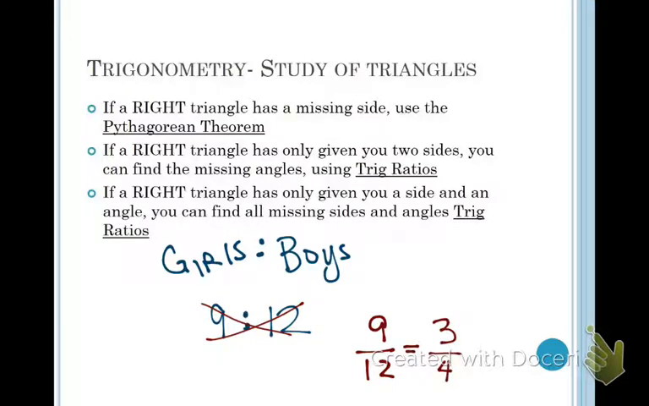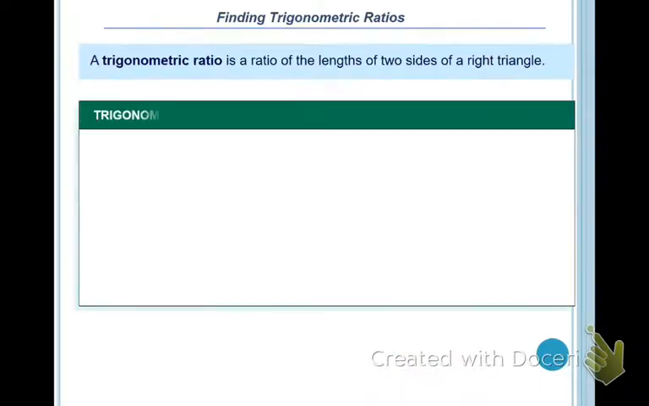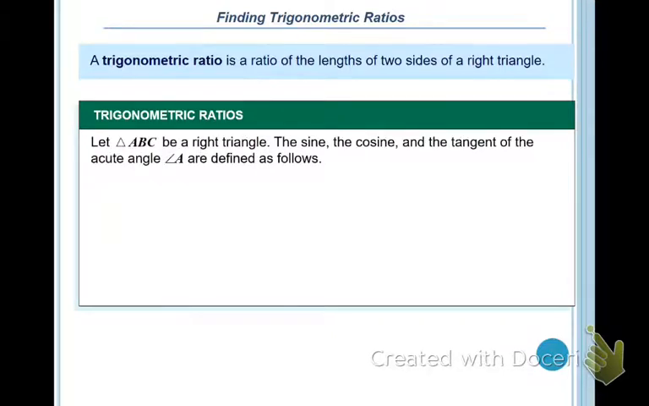You're going to be finding the ratio of the sides of a triangle. Okay? So as long as you learn which one goes where, you'll be A-okay. All right? Sweet. So a trigonometric ratio is the ratio of the lengths of 2 sides of a right triangle. So instead of girls to boys like I just did, you're just going to be looking at sides and writing in those numbers.